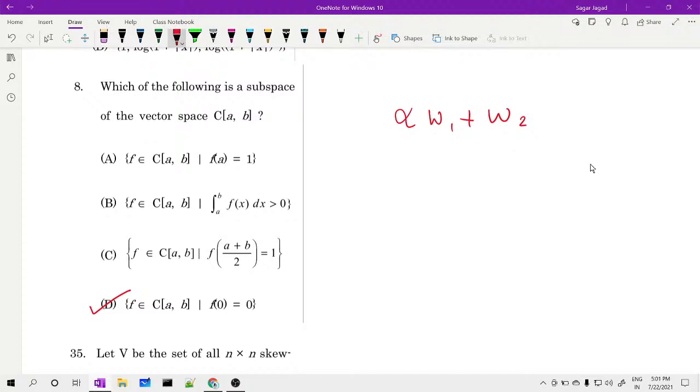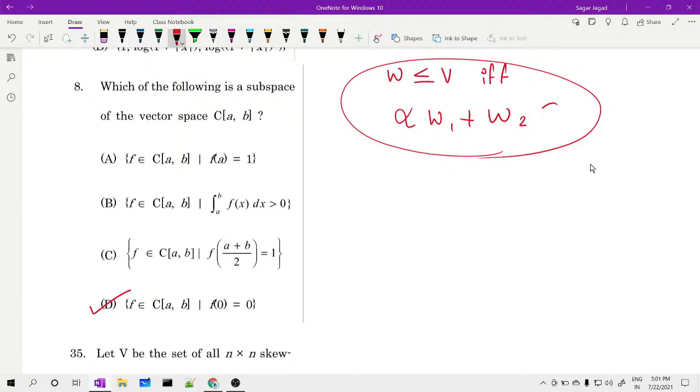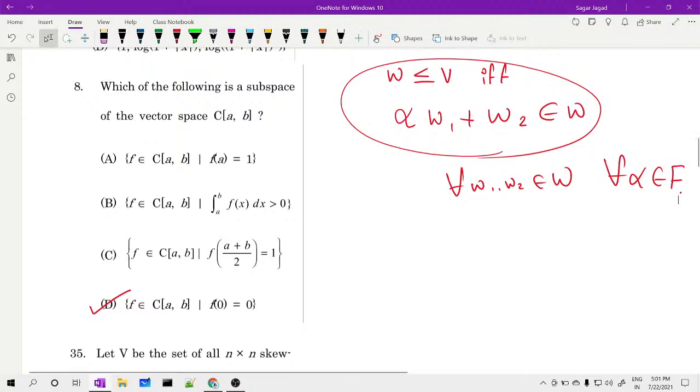If you observe any other, it won't satisfy the condition of the subspace. We know that W is a subspace of V if and only if this is an element of W for all W1, W2 inside W, and for all alpha inside the scalar field F. So this was a good question.